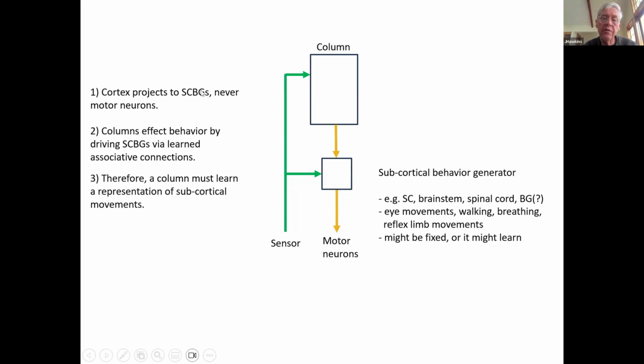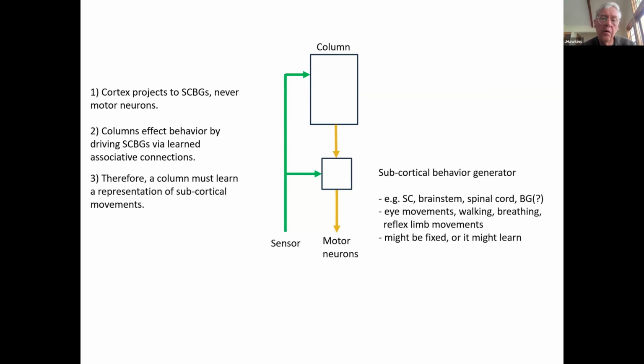First of all, the cortex projects to these subcortical behavior generators. There are no neurons in the cortex that we know of that project to motor neurons or muscles. The cortex doesn't control any muscles. The only thing it does is project to subcortical behavior generators, which makes sense in a couple of ways. One is you don't want two different people trying to control muscle movements. The cortex says move left, and your spinal cord says move right, and what's going to happen? But it's more important than that, as will become clearer, hopefully.